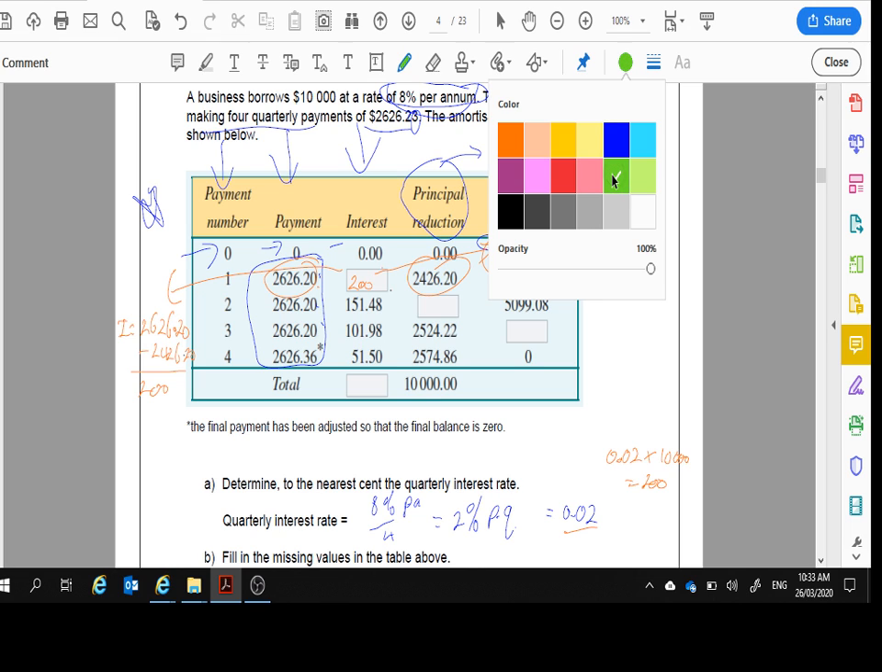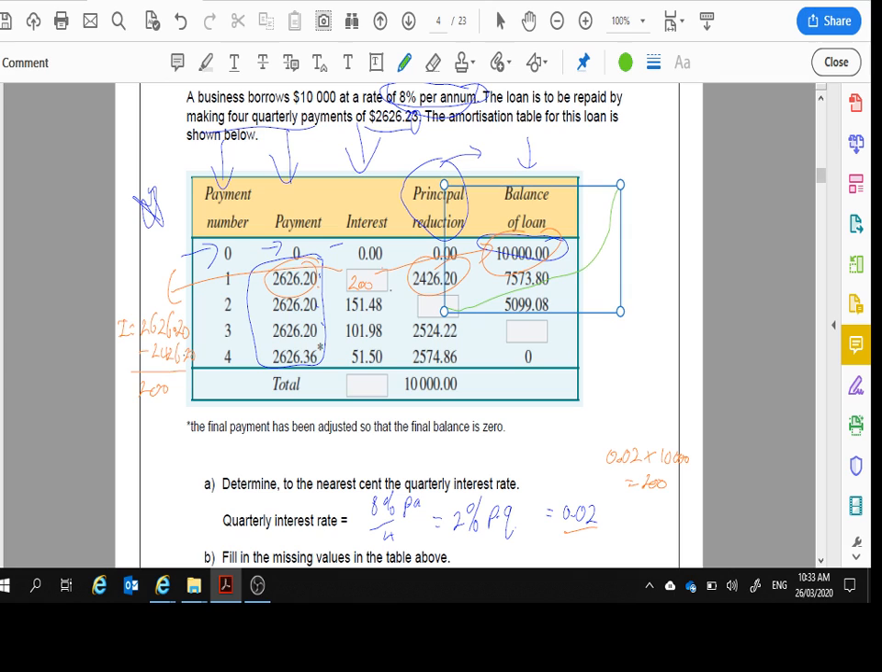I will change color. Okay, we're going to talk about this one here. This one here is talking about the principal reduction. So what's coming off our loan? Well, the way to get this is to just subtract these two: the payment minus the interest will give us our principal reduction. In this case, we've got 2626.20 minus the 151.48, which equals 2474.72. So that's what's going in this box right here.